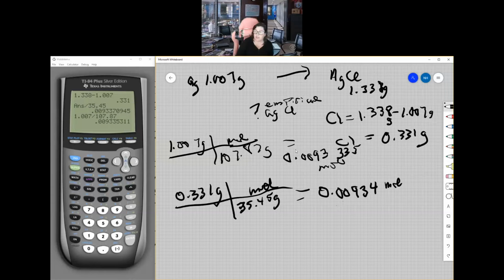Now, from a technical standpoint, what you need to do right here is divide this smaller number, the 0.0093335, by the 0.00934. But it's going to come out as a 1-to-1 ratio. AgCl is my empirical formula. Awesome. That's what they asked me for. So now I got it. Cool. That was 5. Let's clear some space.